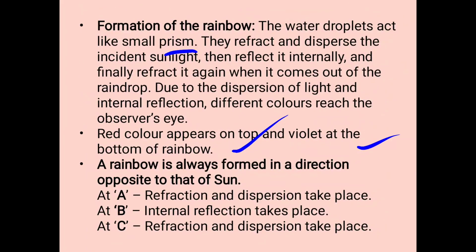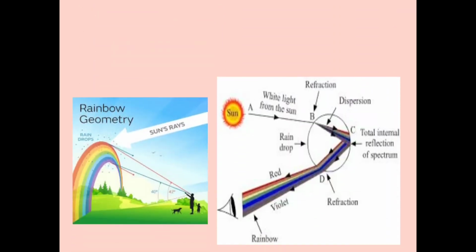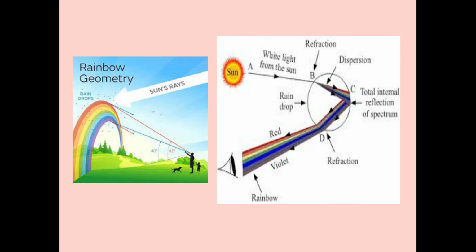Here A represents the refraction and dispersion taking place in this small prism which is our droplet, at B the total internal reflection taking place, and at C the refraction and dispersion taking place on the other side of this droplet. So in this colorful diagram we can see the sun rays which are opposite to this rainbow, and these are the small droplets which act like prisms and give us the spectrum, which we can see. This is us, and we observe this rainbow.